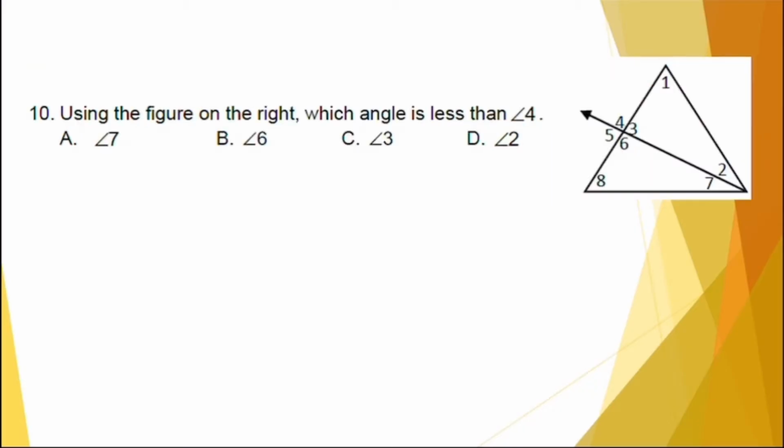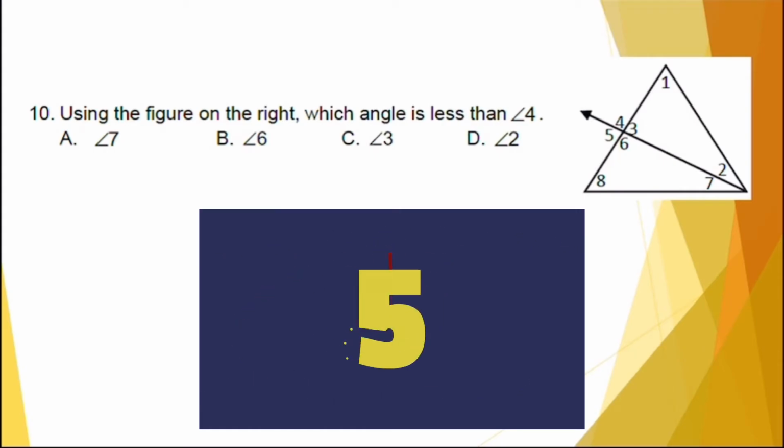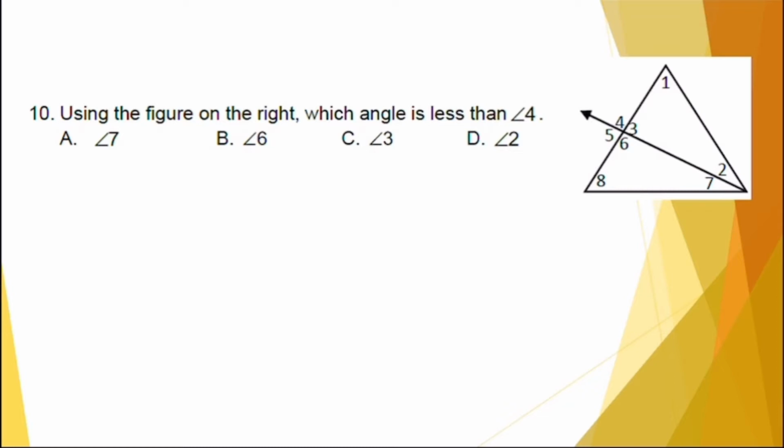Next, last item. Using the figure on the right, which angle is less than angle 4? A. Angle 7. B. Angle 6. C. Angle 3. And D. Angle 2. Time's up. The answer is letter D. I hope you enjoy our activity.